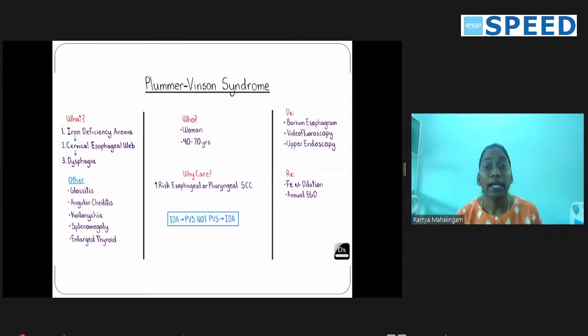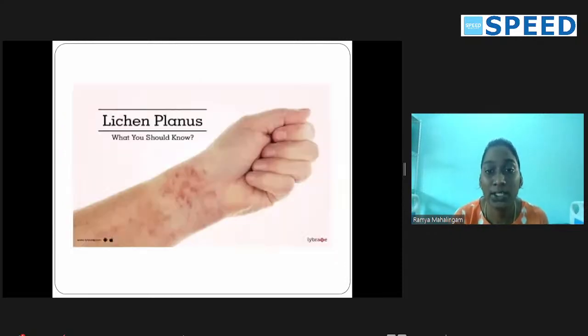Okay, as I told in detail everything for RBCs, similar things have to be studied even for the WBC. WBC disorders are very few, but still you have to study the important features that can be asked in MCQ. Now we are going into the skin disorders. In skin disorders, we will be discussing Lichen Planus and Pemphigus Vulgaris. These two are very important.